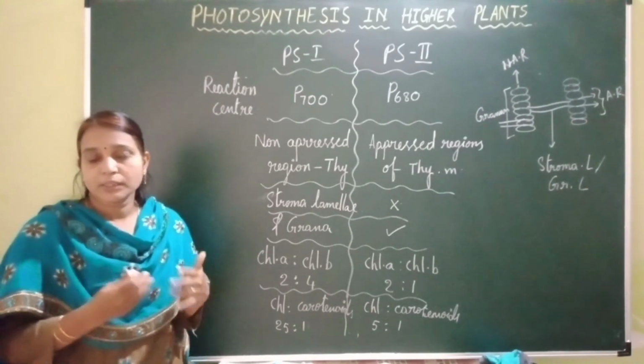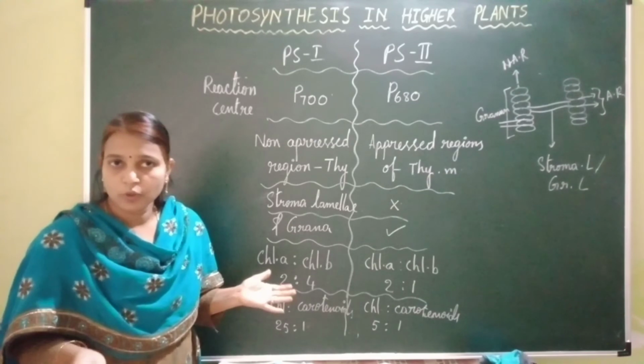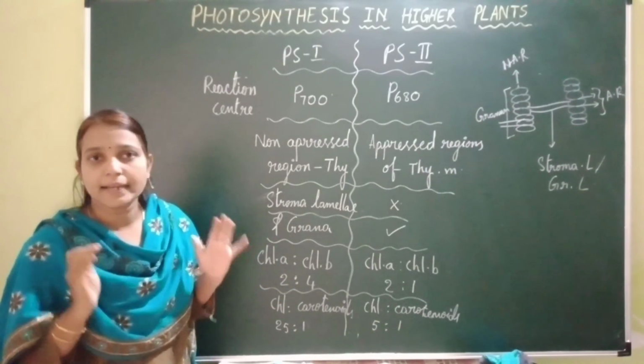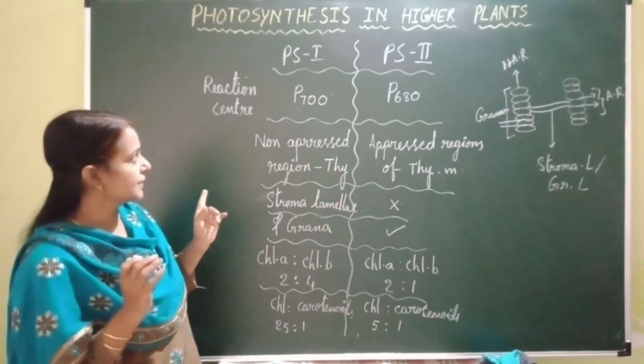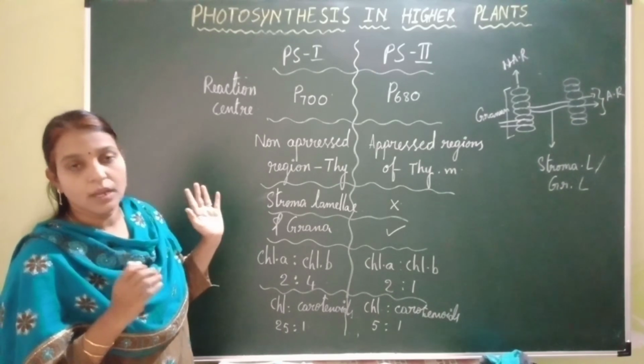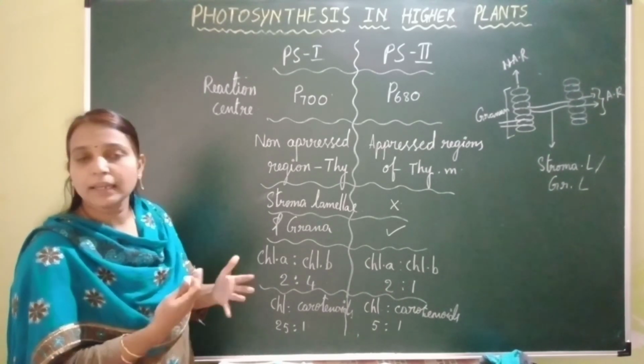In this video, I explained the components of photosystem, which consists of both the reaction center and the LHC, that is, the light harvesting complex. And then I explained the differences between photosystem 1 and photosystem 2. And in the next video, I will be starting with light reaction.